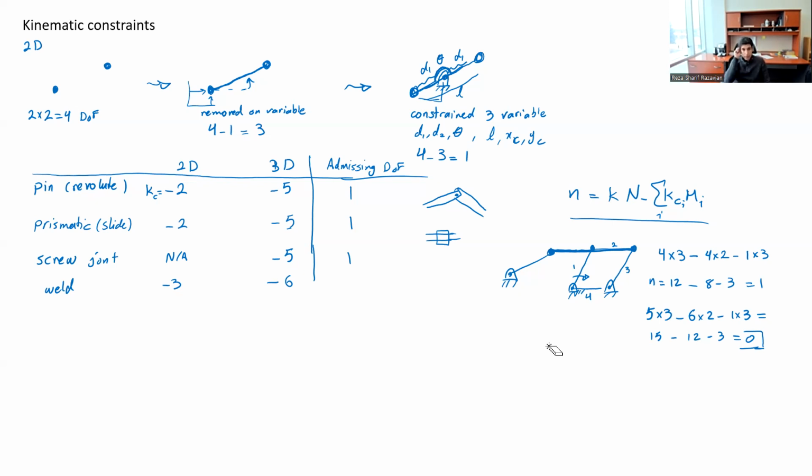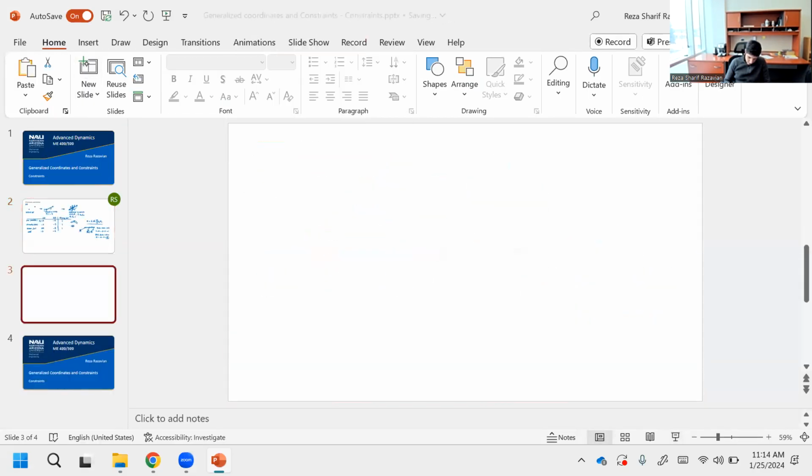Okay. So that is the general idea of constraint. I'm going to need another slide actually. Let me stop this. How do I do that? New slide.